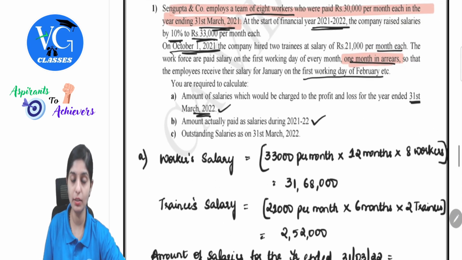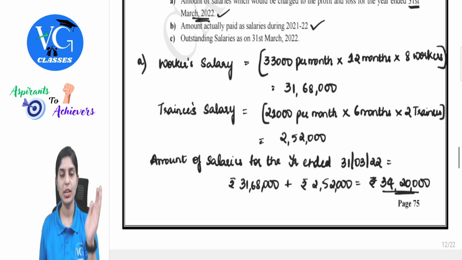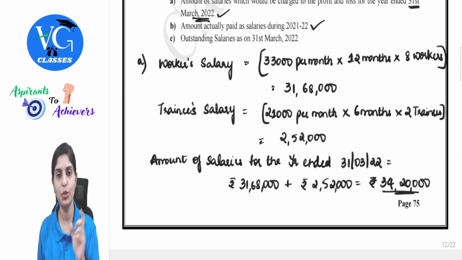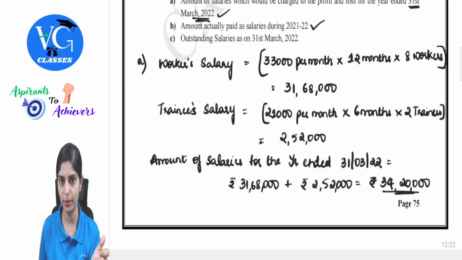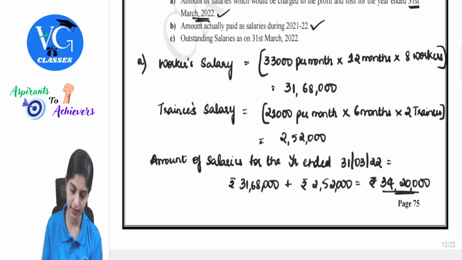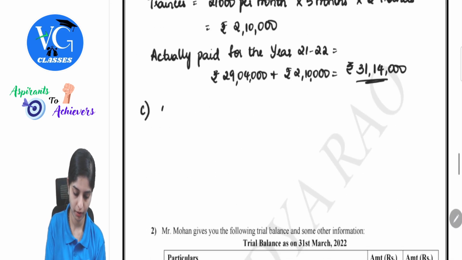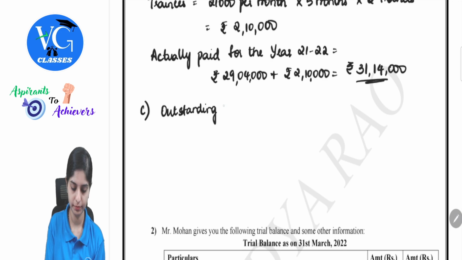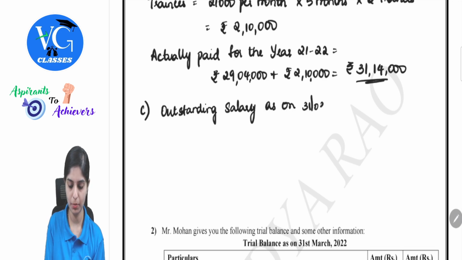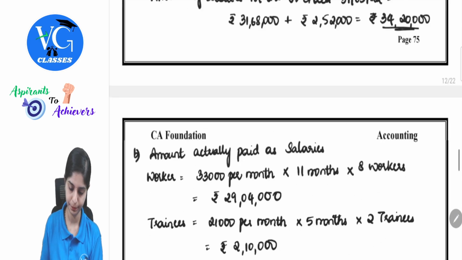Next, outstanding salaries as on 31st March 2022. Now, in this case, we know what was the salary which was to be taken for a period of 12 months. Another side, we also know how much is actually paid. The difference between the two is nothing but outstanding. Yes. So, outstanding salary as on 31st March 22.